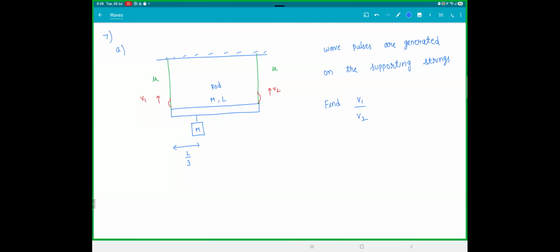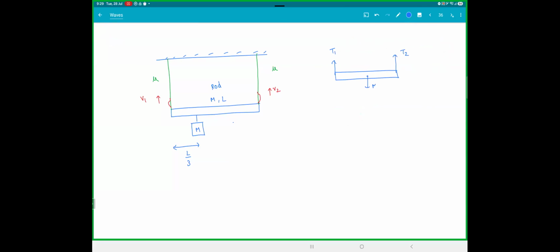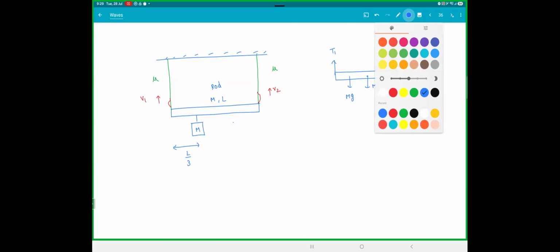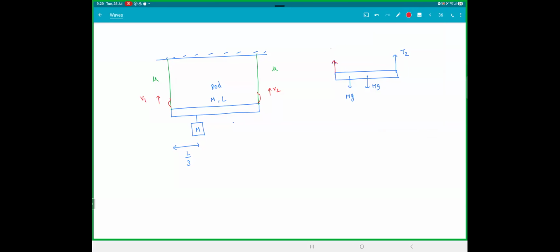Let's see. This is actually mostly a rotational mechanics question. You just need to find the tensions. Step 1, draw the free body diagram. What are the forces? We have tension T1, tension T2, the rod's own weight mg, and the block's weight mg. Since it is in equilibrium, T1 plus T2 is 2 mg.